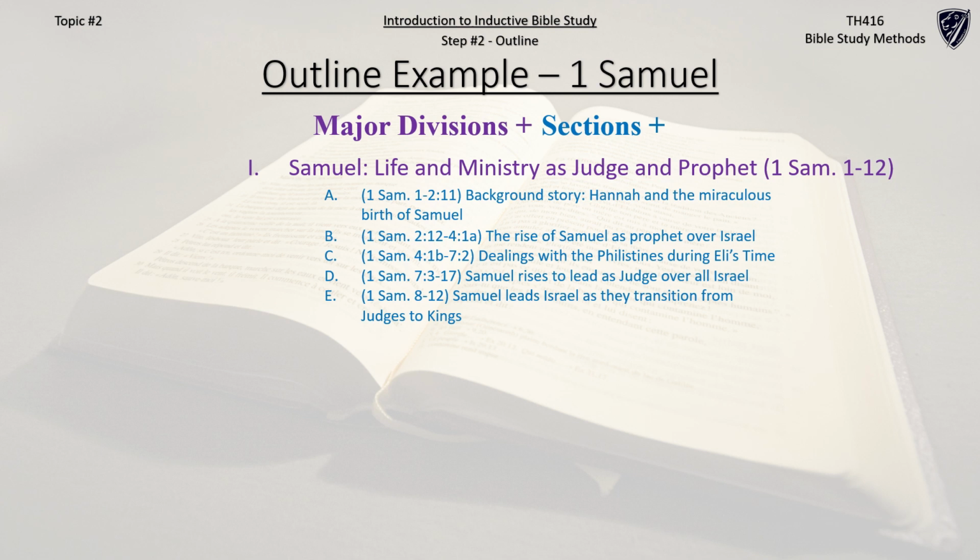They're all about Samuel. The first one is about Samuel's backstory, about his birth, then his rise as prophet over Israel, and then the issue with the Philistines that actually gave him the ability to become the leader because Eli died during that time. And you've got Samuel's rise to leadership as judge. Then you've got Samuel leading Israel in the transition to the monarchy. And so it's the whole life and ministry of Samuel as judge and prophet. And so that's a major division. It's 12 chapters long. It's a huge piece of the book of 1 Samuel. In addition, you could add additional major divisions.